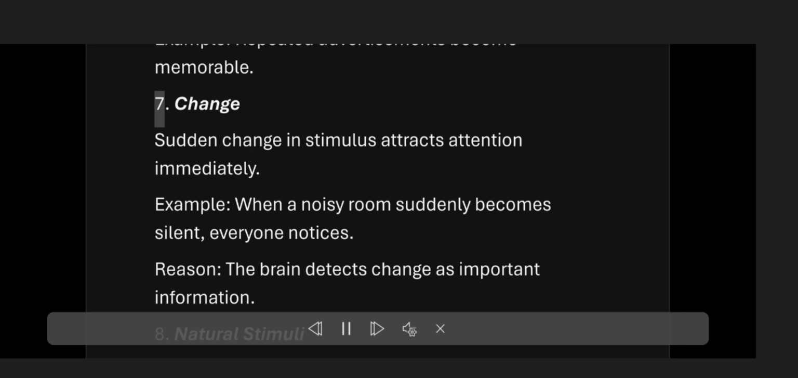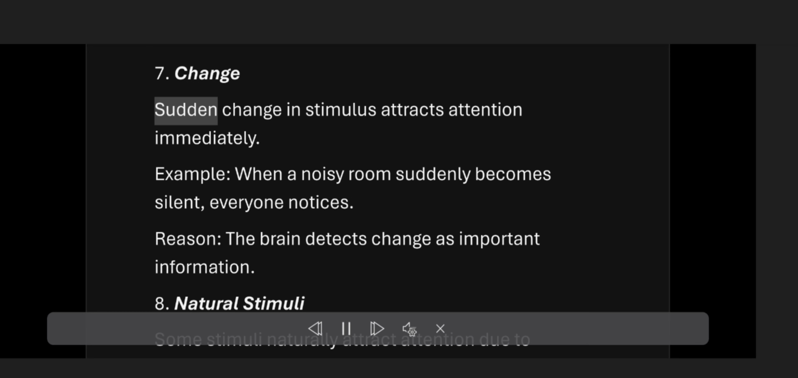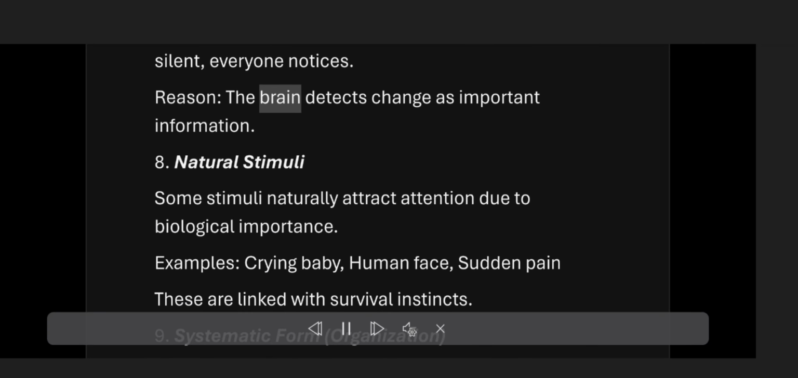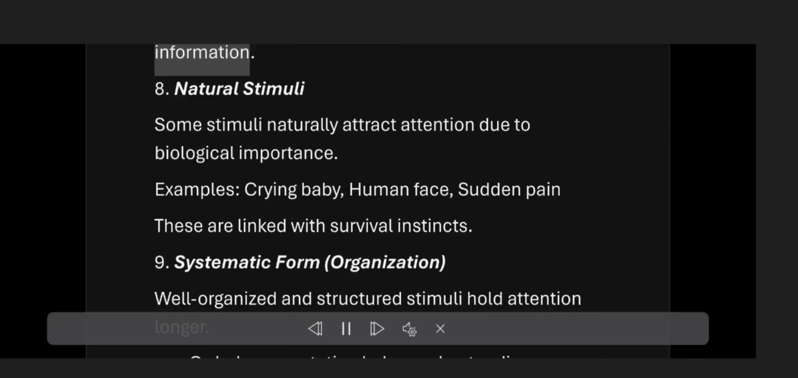7. Change. Sudden change in stimulus attracts attention immediately. Example, when a noisy room suddenly becomes silent, everyone notices. Reason, the brain detects change as important information.